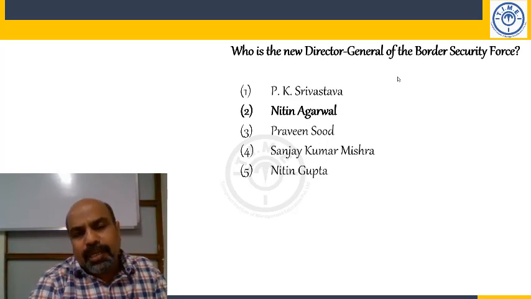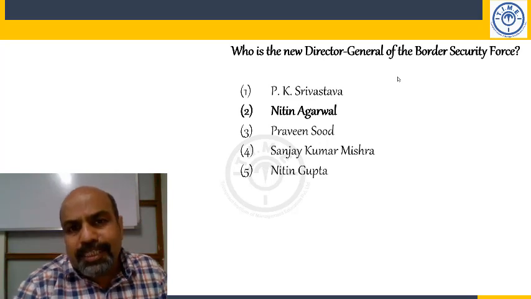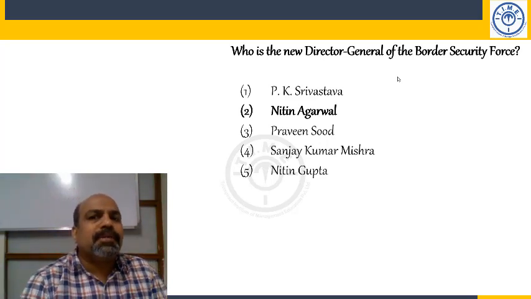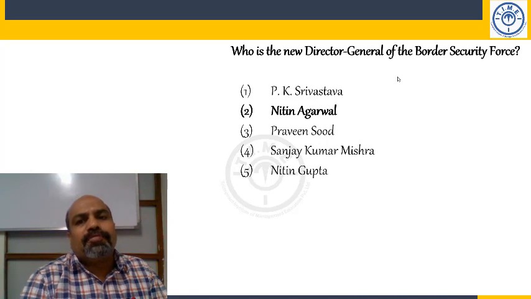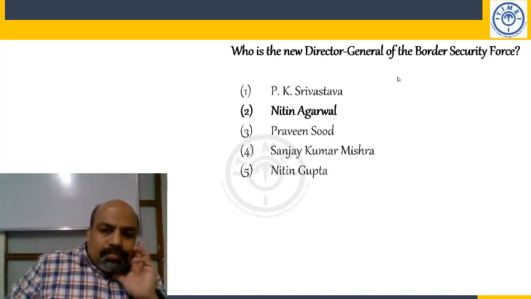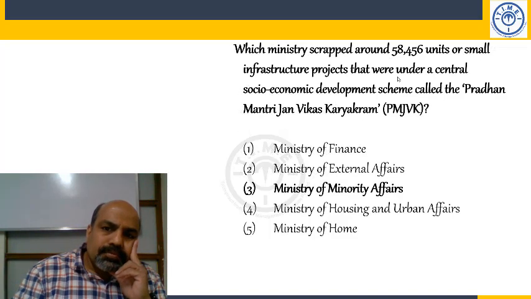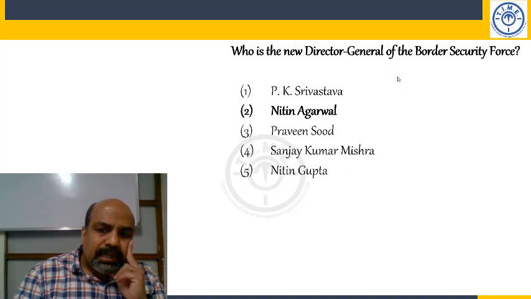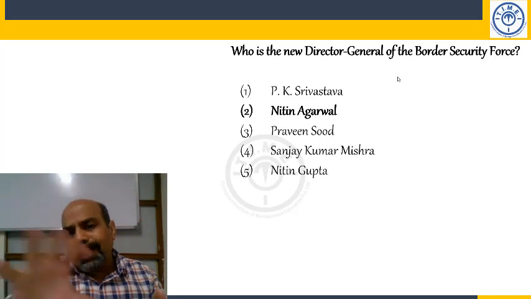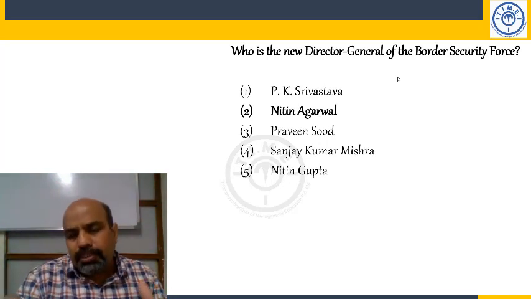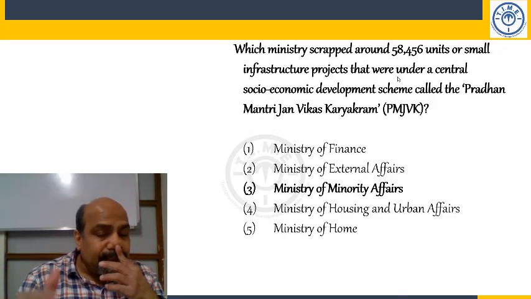Nitin Gupta is the chairman of the Central Board of Direct Taxes, CBDT. So that's what I usually do. As you know, I give a little lowdown on most of the choices, if they're relevant.